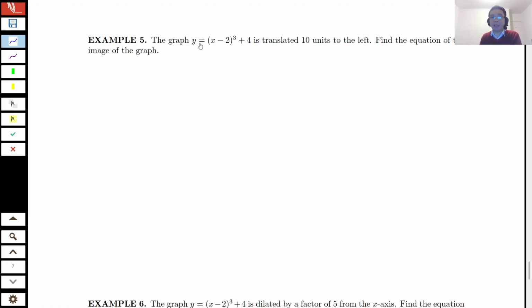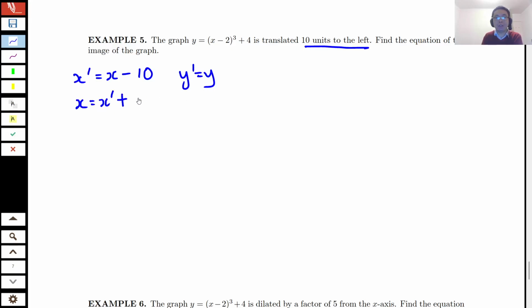Example 5. Here's a graph, y equals x minus 2 all cubed plus 4. What am I going to do? I'm going to move it 10 units to the left. So that means I am moving it in the negative direction of the x-axis. That's going to cause the x values to decrease. So first I will rearrange for x and y in terms of x dash and y dash. And I'm going to substitute this into the equation that was given.